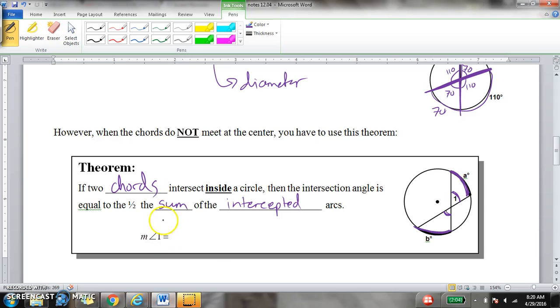So the measure of angle A is going to be half the sum, which means I add them together, the intercepted arcs, A plus B. So if A was, let's say it's 50 degrees and B is 60 degrees, we would add 50 and 60, that would be 110, and then we would take half of that, which would be 55 degrees for angle 1.